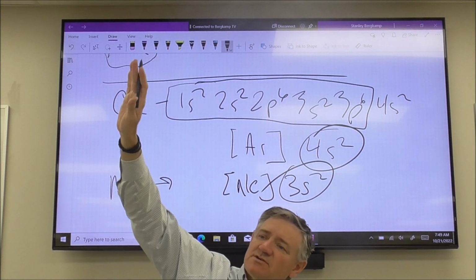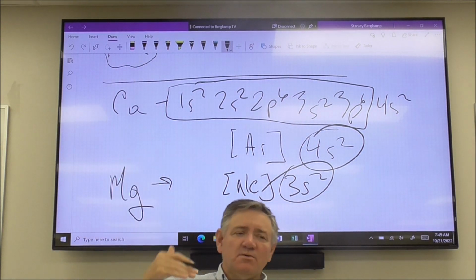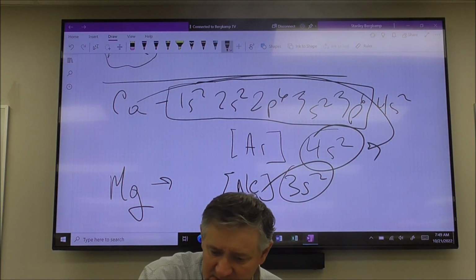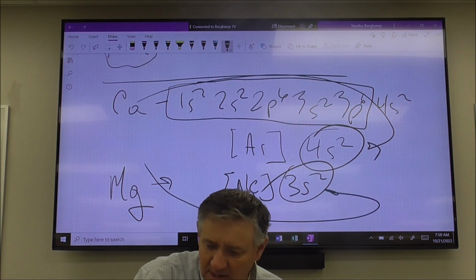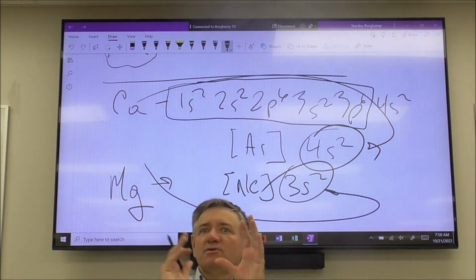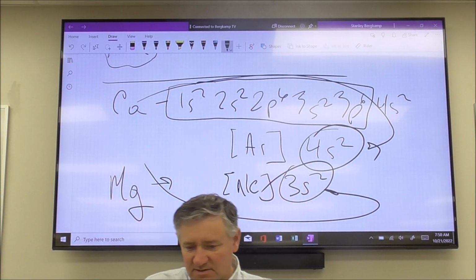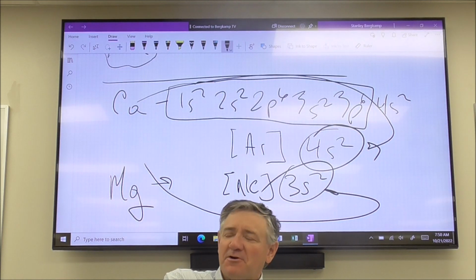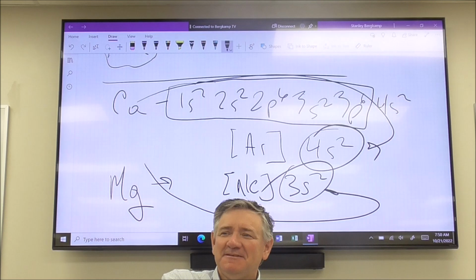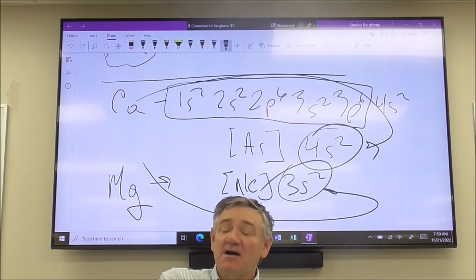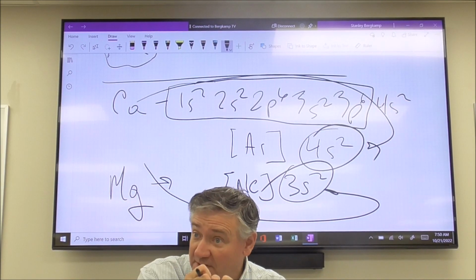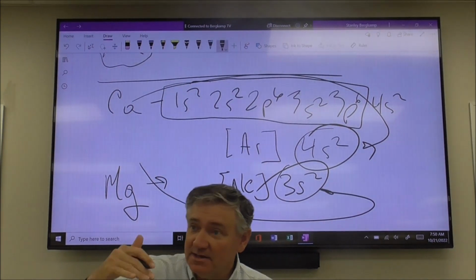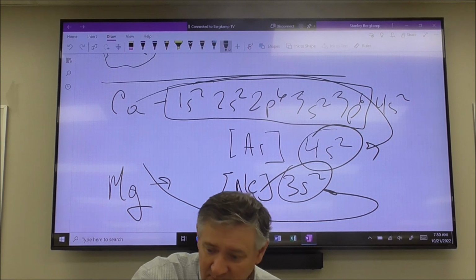So because those electrons are further away, Ella, what do you know about the attractive force between the nucleus of calcium and those 4s versus magnesium and those 3s? Which one's going to have the greater attraction to its electrons? Magnesium or calcium? Magnesium. Perfect. Why? So it's closer to the top? Yeah, well, it's closer. The electrons are closer to the nucleus. Okay? So the atomic radius of magnesium is smaller than the atomic radius of calcium.